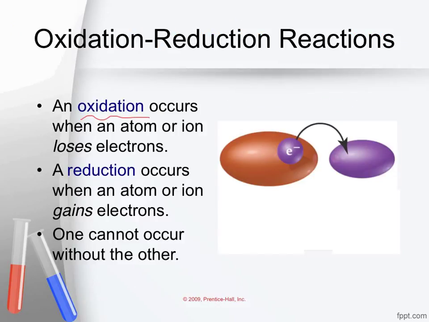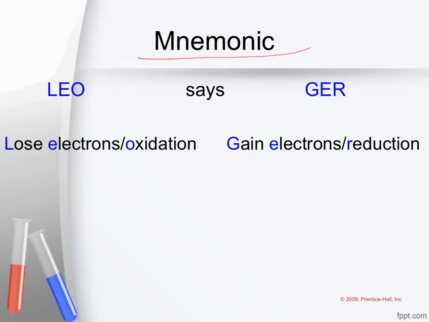Oxidation means that an atom or ion has lost an electron. Reduction means that an atom or ion has gained an electron. Wherever there's an oxidation occurring, there must also be a reduction occurring. One cannot occur without the other. The mnemonic, the memory device I've always used that helps me remember, is LEO says GER. So lose electrons means you've been oxidized. Gain electrons means you've been reduced.